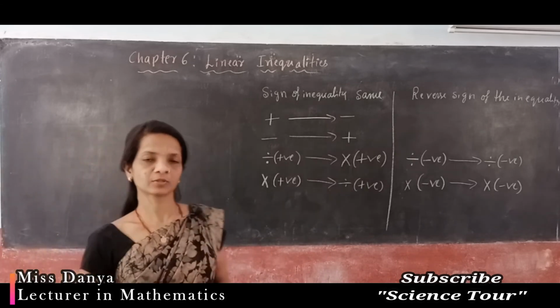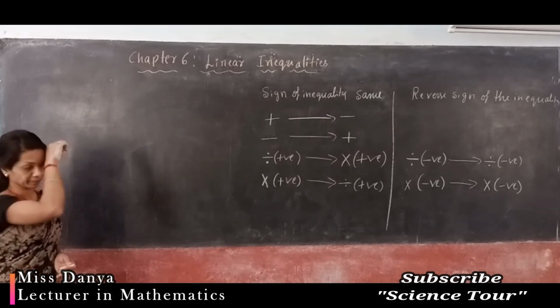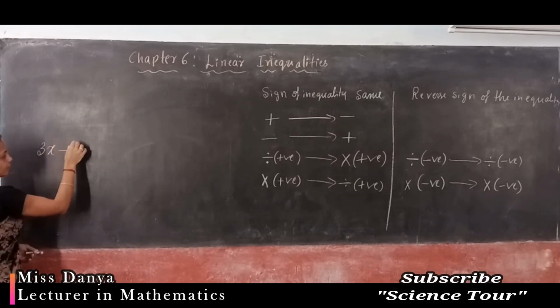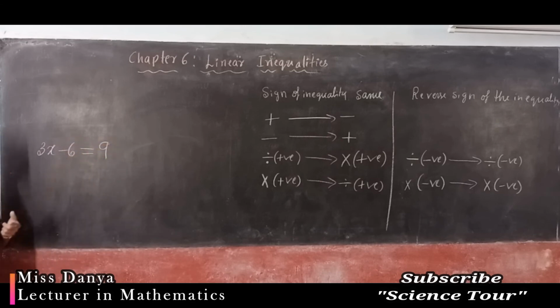You know how to solve an equation. For example, suppose you have the equation 3x minus 6 equals 9. Then how do you solve this equation to get the value of x?